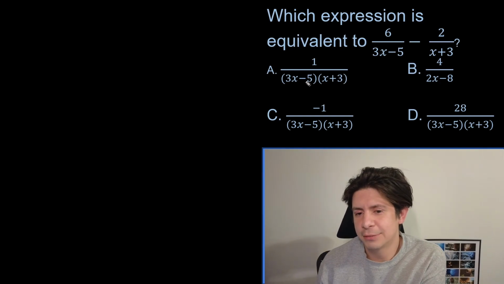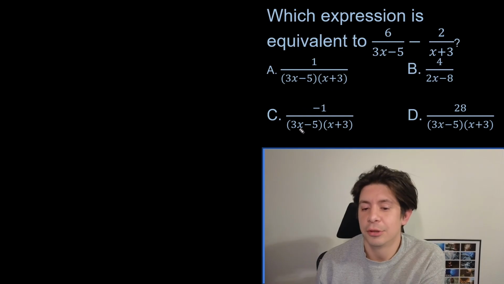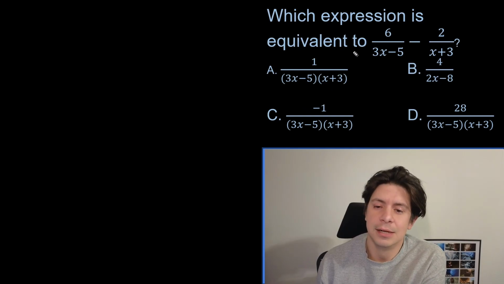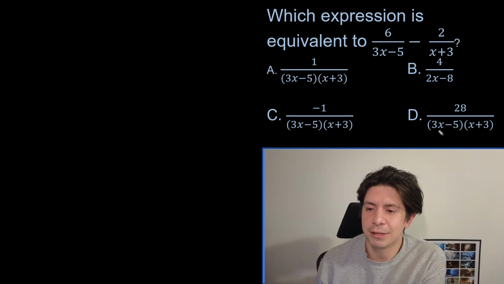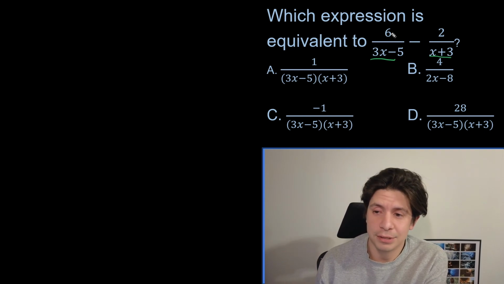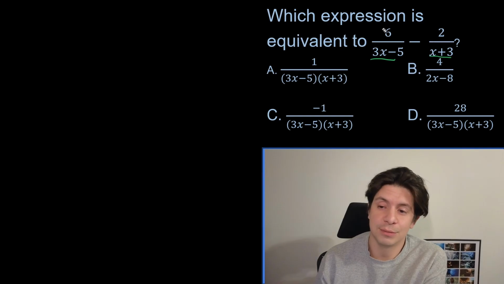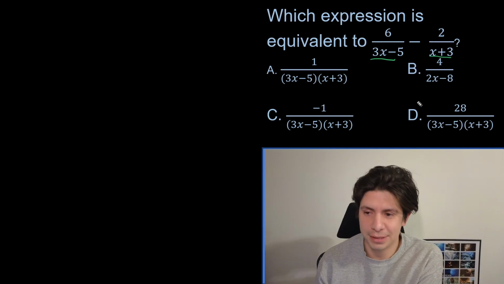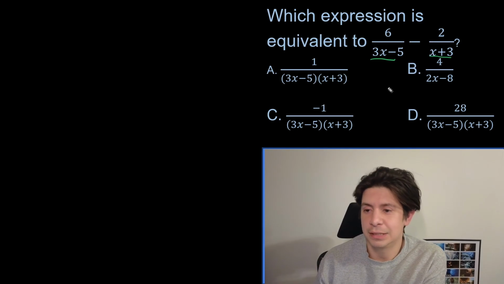Okay, so I see 3x minus 5, x plus 3. 3x minus 5, x plus 3. 3x minus 5, x plus 3, 2x minus 8. So three of these answers have 3x minus 5 and x plus 3, which happens to be the bottoms of this being multiplied. Now, what do I know about adding or subtracting fractions? I need to have the same bottoms. What you do often is multiply one by the other, so that would make sense. It would probably be A, C, or D.